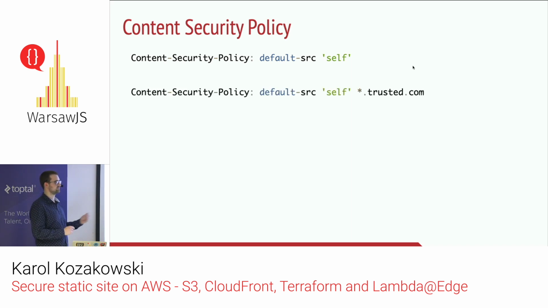In a situation where, for example, you want to interact with an external API that is hosted under a different domain, you can specify that you can load anything from the same domain that your application is hosted under, but also you can use any subdomain of the trusted.com domain. So in a situation that you want to allow your application to, for example, embed an iframe or interact with some API, you need to write that down explicitly in the content security header.